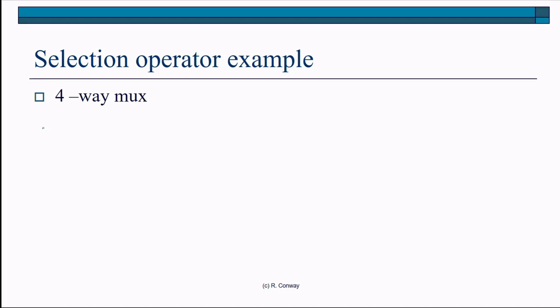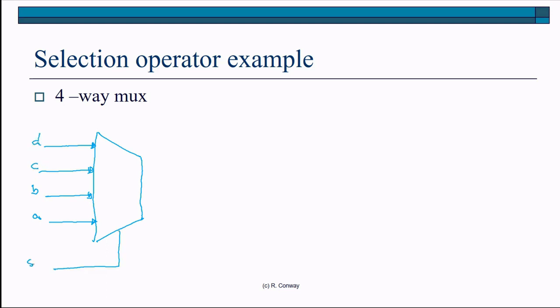We can use the selection operator to create a four-way mux. The four-way mux, or the four-way multiplexer, looks like this. Instead of selecting 1 out of 2, which is what we did for the two-way multiplexer, we now select 1 out of 4. So we have 4 inputs, and let's denote the inputs as A, B, C, and D. Our selection input is now a 2-bit value. So we need 2 bits to select 1 of 4.